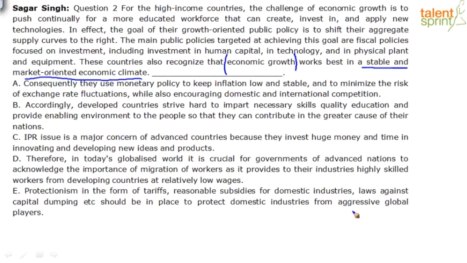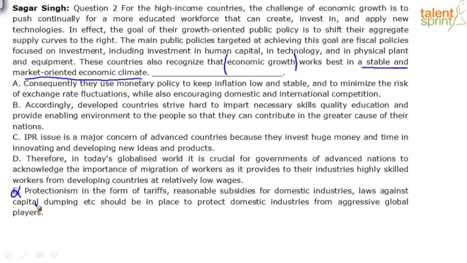So point E is very unrelated to the sentence that we have highlighted and the keywords that we have underlined, right? So sentence E addresses factors that should be put in place for protecting the domestic industries from aggressive players. I will quickly eliminate this. This is nowhere in line with what should create a stable and market-oriented economic climate. So I'm going to eliminate E.